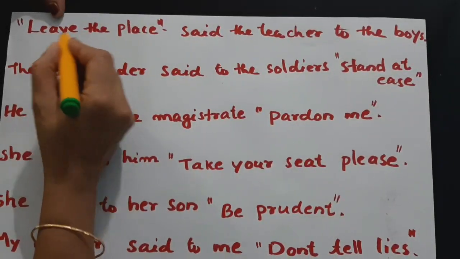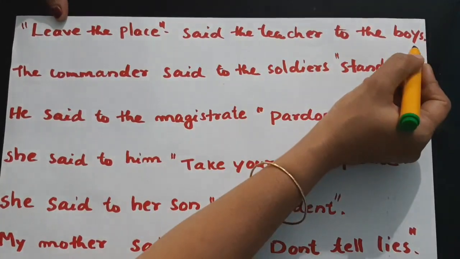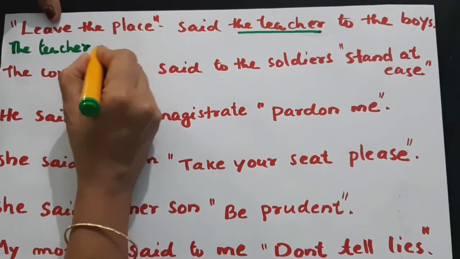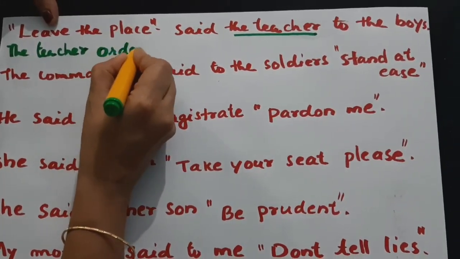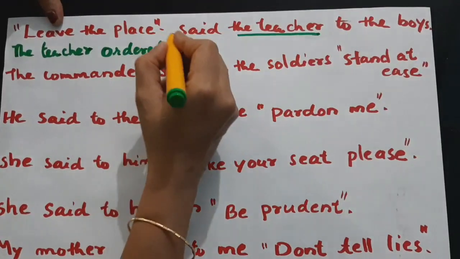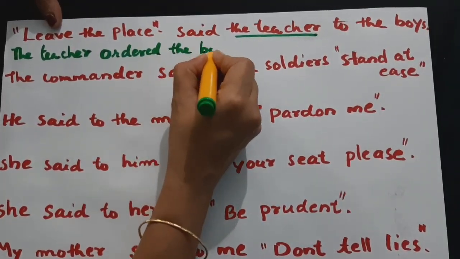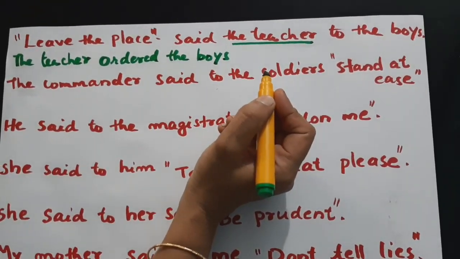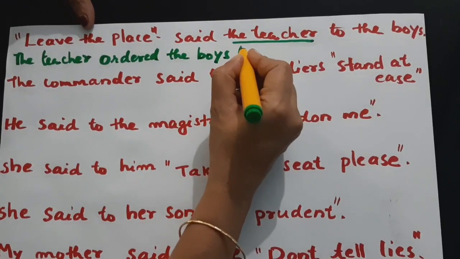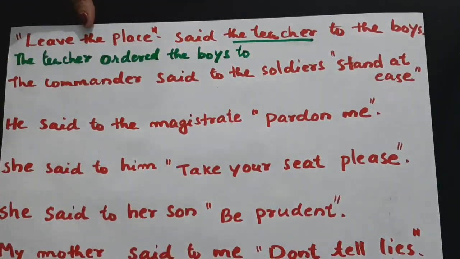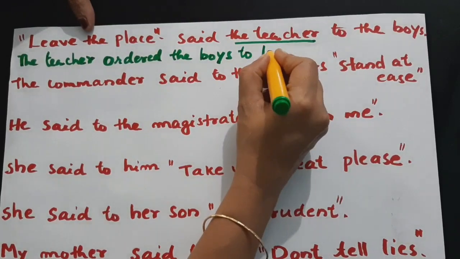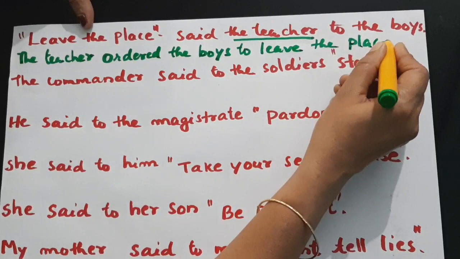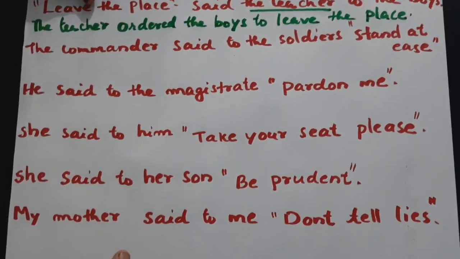Next up, leave the place, said the teacher to the boys. Here it is in the tone of an order, no? So the teacher ordered. Ordered whom? The boys. The boys. Next up, you have to use to before the verb. Okay, that's what we need to do next. So, to leave the place. Okay, leave the place. Very simple. Okay, come to the next example.